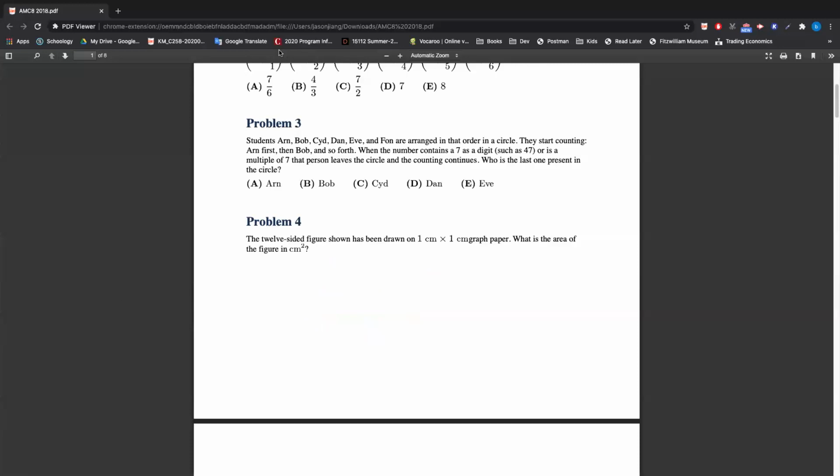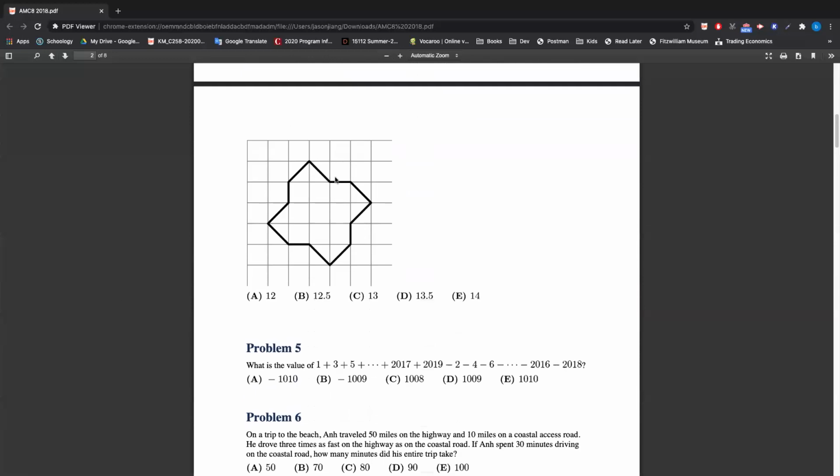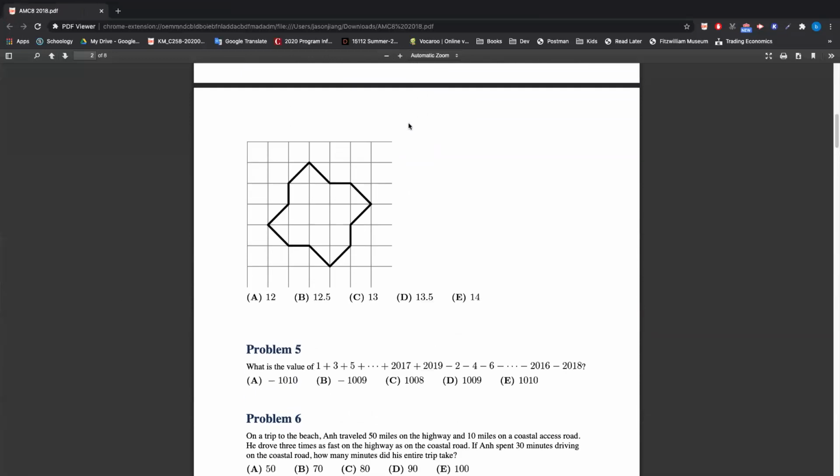Okay. Problem 4. We have a 12-sided figure that's drawn on centimeter graph paper, and we want to know what the area is. So we can see that there's sort of like a square that has a spike on each side, right? So the square in the middle is 3 by 3, so we know its area is 9. Now we just have to find the area of the spikes.